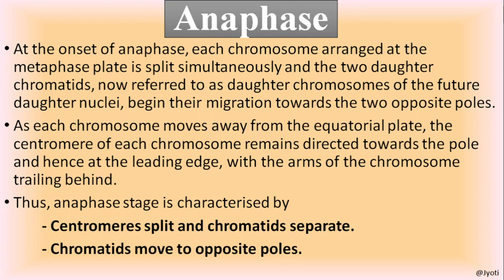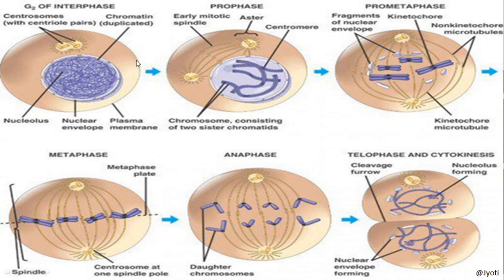And as each chromosome moves away from the equatorial plane, the centromere of each chromosome remains directed towards the pole and the arms of the chromosome face towards the equator. So this is the most common and most important event. What are the events? The centromere splits and the chromatids separate to form the daughter chromosomes. The daughter chromosome moves to the opposite pole, during which the centromere faces towards the pole and the arms face towards the equator. Now see the picture.